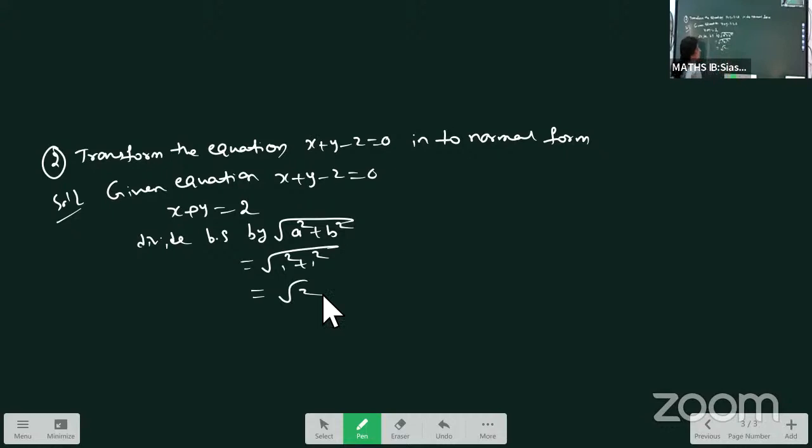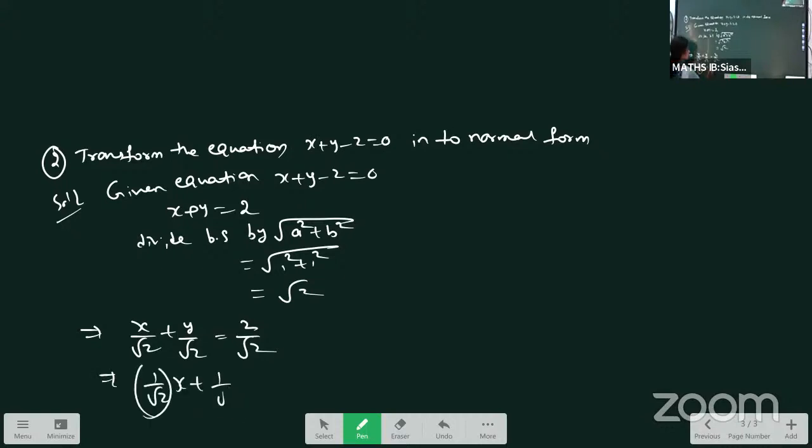That is root 2. So the equation becomes x by root 2 plus y by root 2 is equal to 2 by root 2. So write this as 1 by root 2 into x plus 1 by root 2 into y is equal to, here 2 we can write root 2 into root 2, and one root 2 gets cancelled.